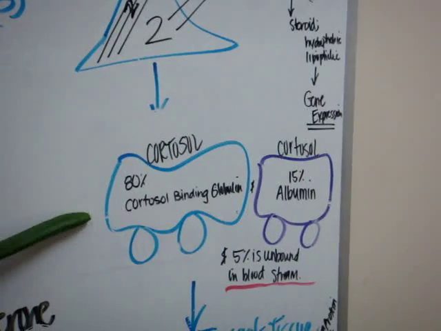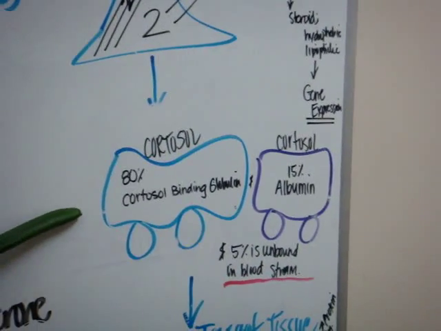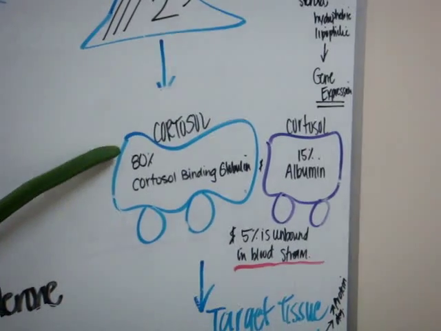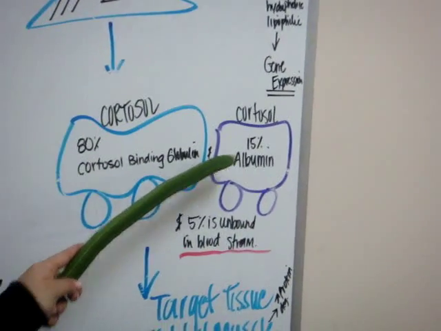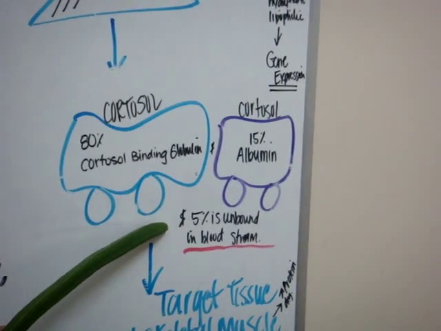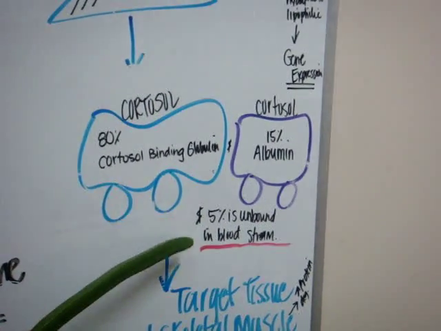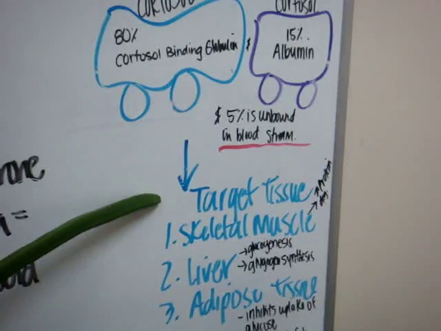Cortisol is bound to cortisol binding globulin; 80% of it is bound to that, 15% is bound to albumin, and 5% is unbound in the bloodstream. And from there it goes to the target tissue.